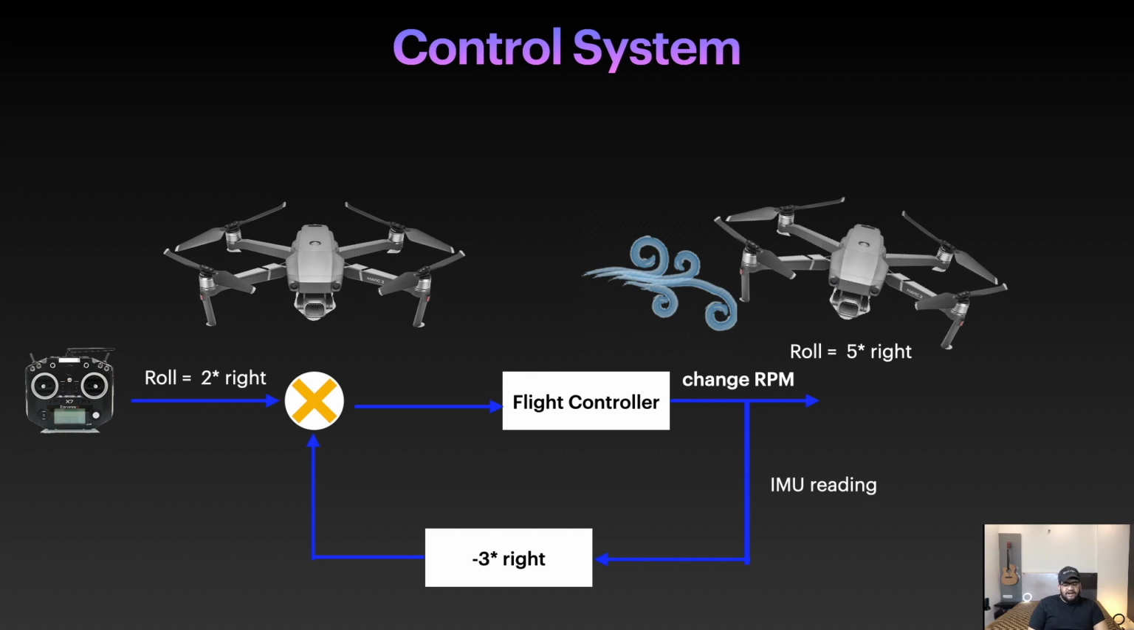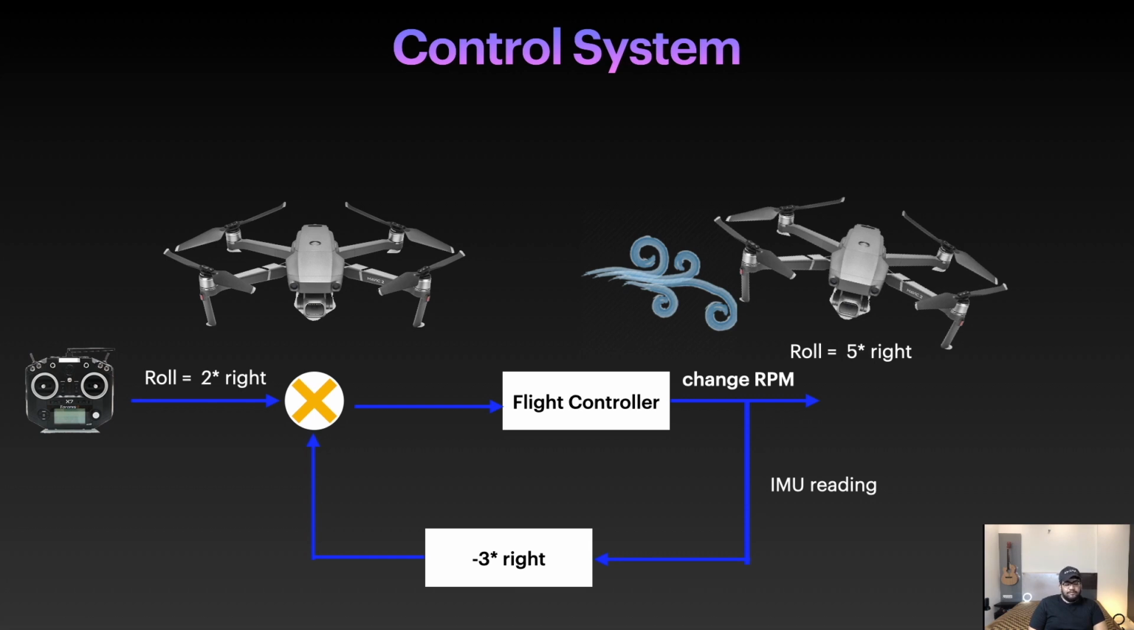So it will generate a command to do a -3 roll right. And of course, that command will combine with the next user command, and it will come back to the flight controller, and this loop will continue to operate. This is called the feedback loop, the feedback control system mechanism. If you are from an engineering background, you might have read these kinds of things. So this is a very common control system with feedback, and the IMU is doing the feedback loop here.